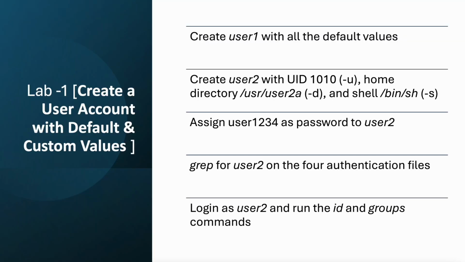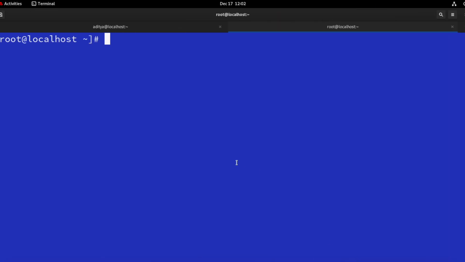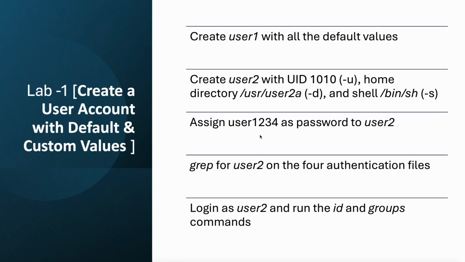Here the first lab is to create a user account with default and custom values, where the first query is to create user1 with the default values. It's simple. It is asking me to just create one user, named user1. So the command to add a user is useradd followed by the username. So in our case it is user1. Task complete.